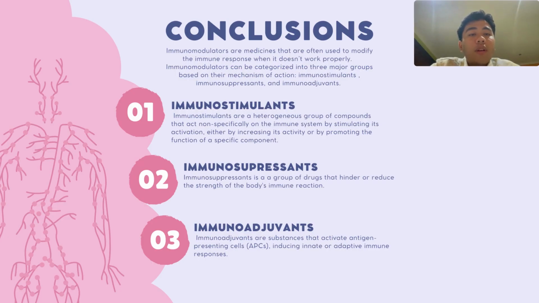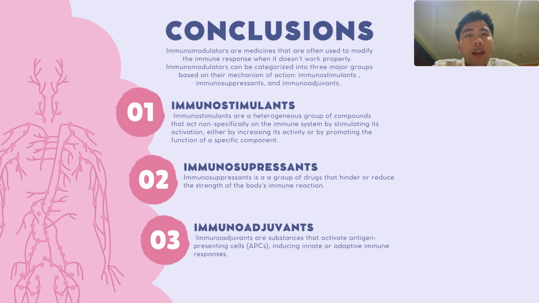Thank you. And now I would like to continue the presentation about the conclusions of this paper. Immunomodulators are medicines that are often used to modify the immune response when it doesn't work properly. Immunomodulators can be categorized into three major groups based on their mechanism of action. They are immunostimulants, immunosuppressants, and immunoadjuvants. The first one is immunostimulants.